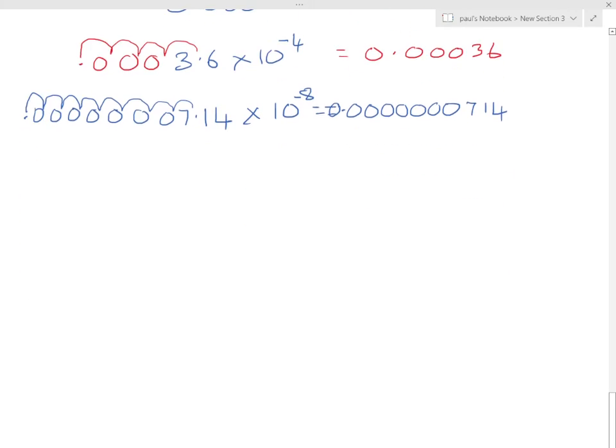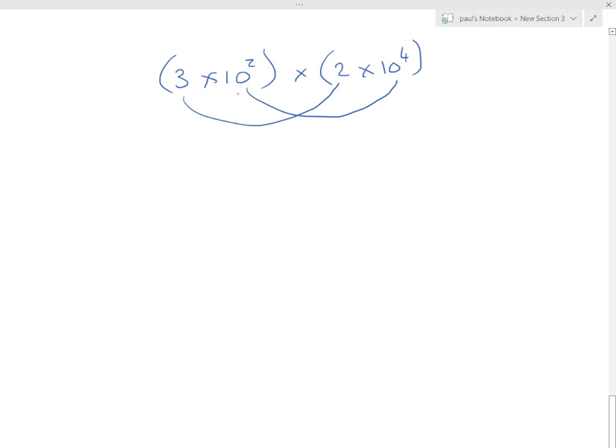Now, we've got to multiply and divide with standard form as well. So let's have a look at 3 times 10 to the 2 times 2 times 10 to the 4. So you do the separate bits. You do these bits and you do those as well. So 3 times 2 is 6. And 10 to the 2 times 10 to the 4, remember we add them, it's just 10 to the 6.